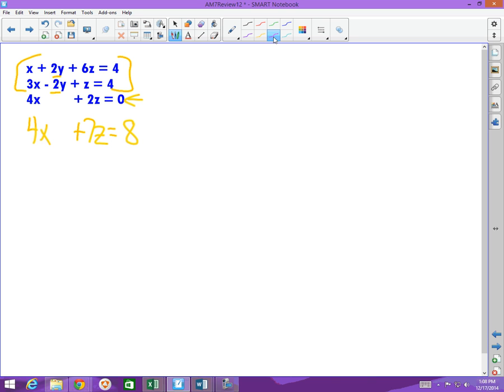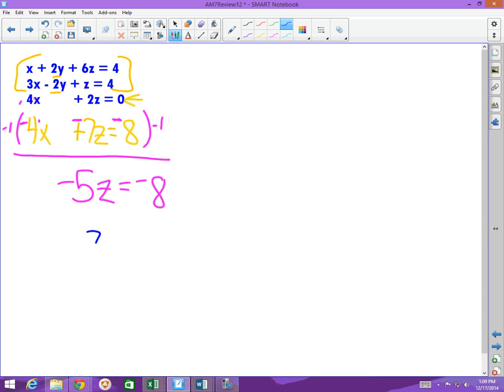So now we have to combine them. Multiplying this one by a negative 1 first. So we get a negative 8, a negative 7z, and a negative 4x. And now adding that to this one, 4x and a negative 4x is 0. 2z and a negative 7z is a negative 5z equals negative 8. And then when you solve that, z is going to be 8/5. So we have that for our answer.